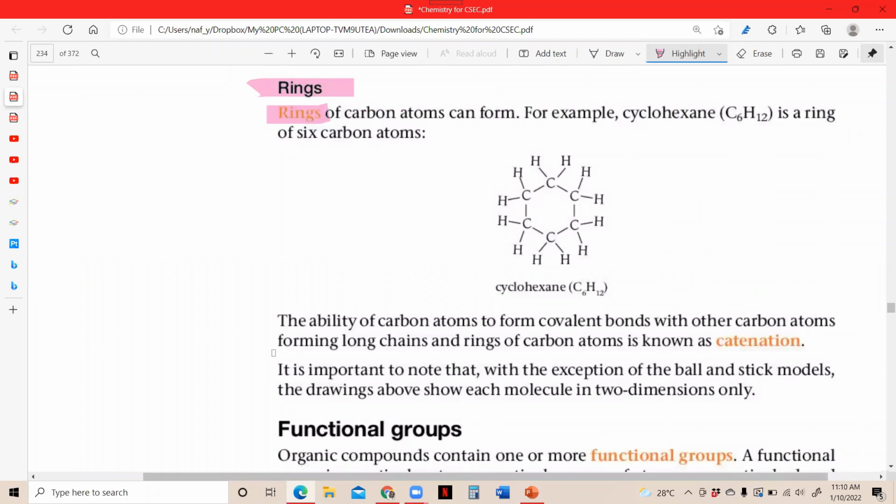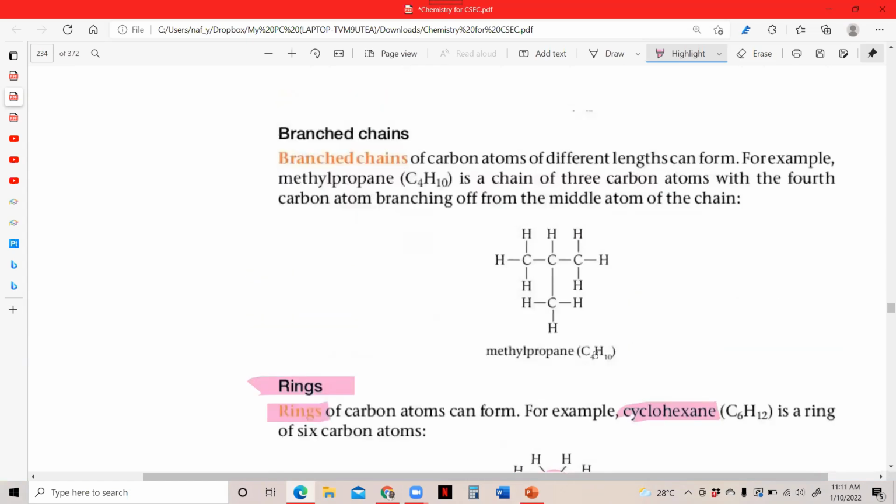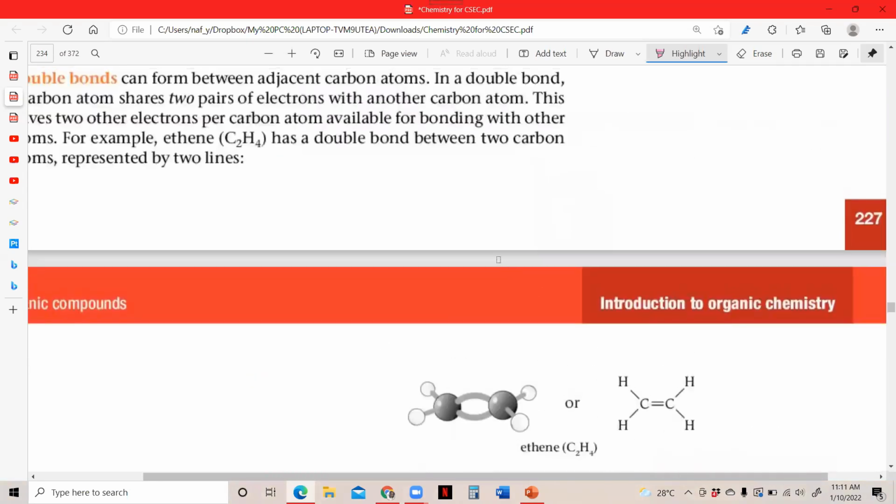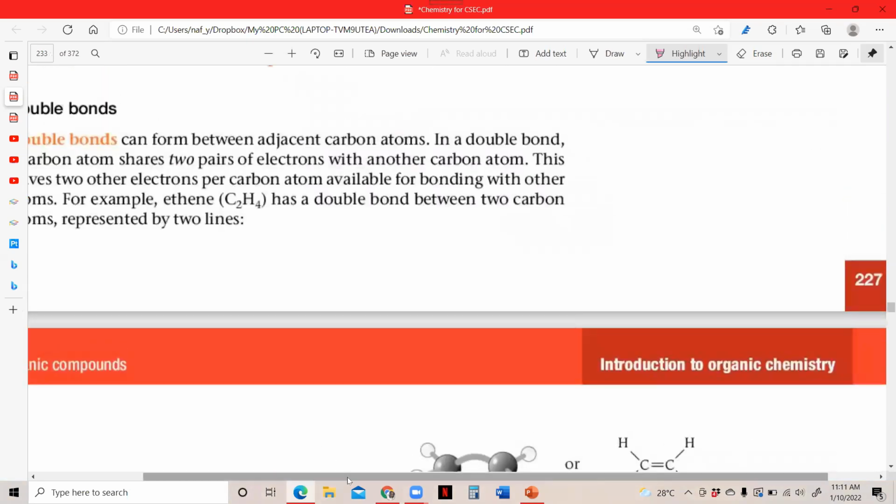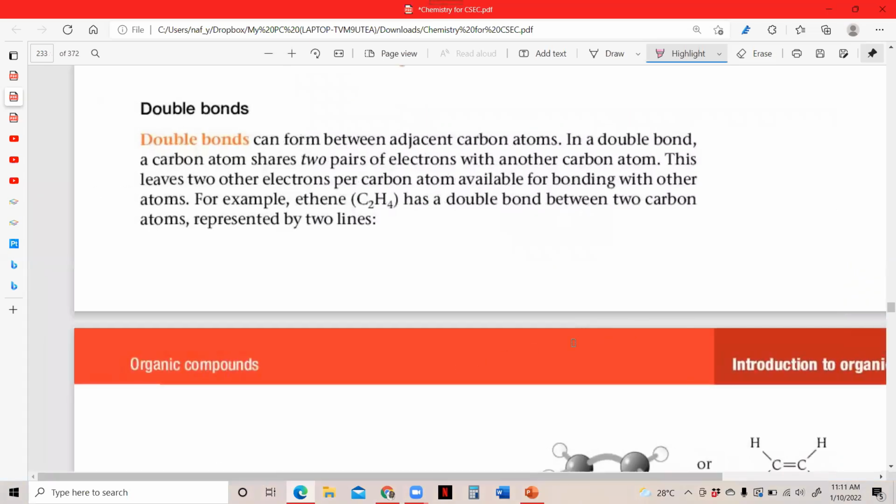So a ring structure, as you can see, looks just like a ring, a circle. So you can form a ring. A typical example here is cyclohexane. It will come up in your reading, but we're not going to study ringed structure. All right, so we are only going to study branched and unbranched, or straight chain.